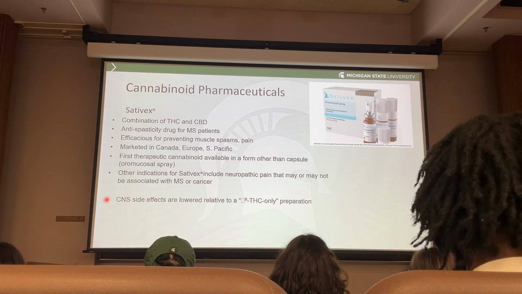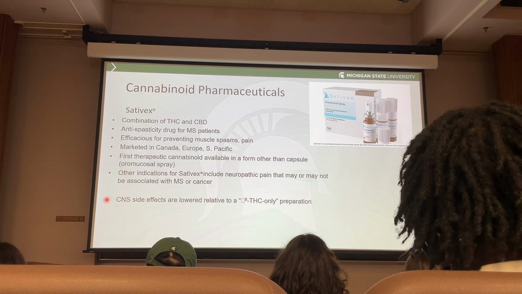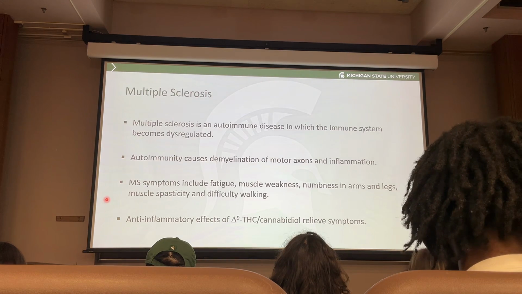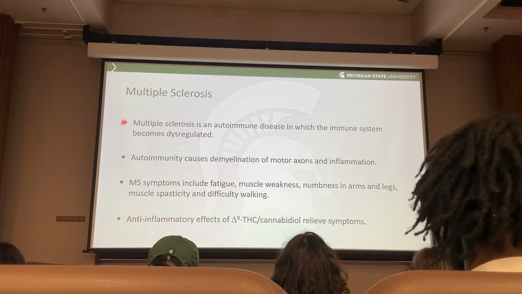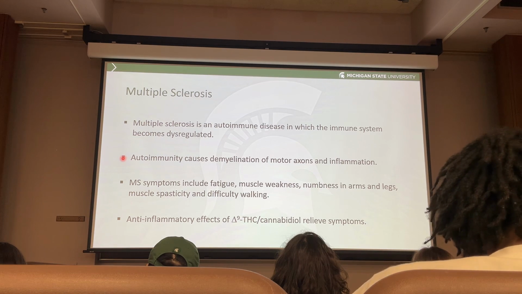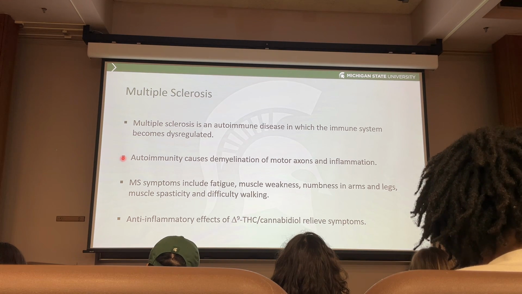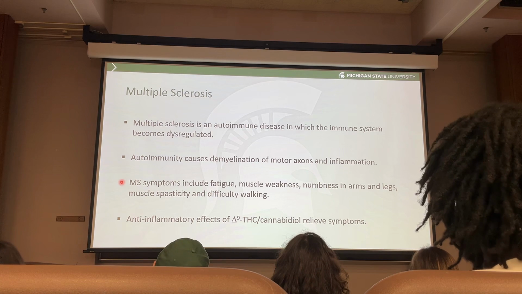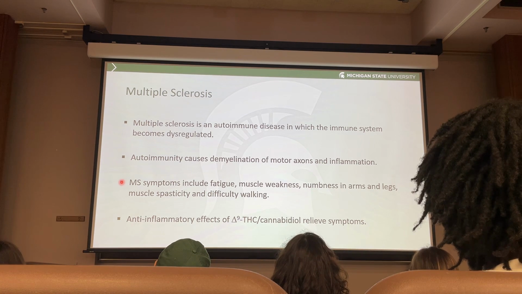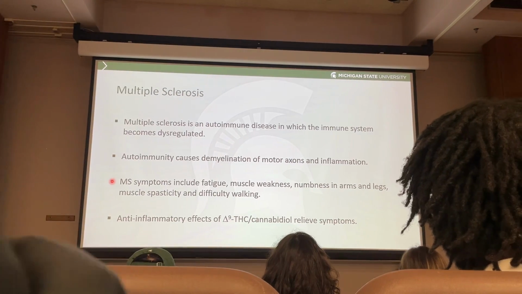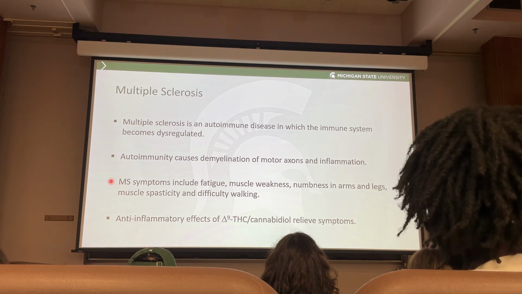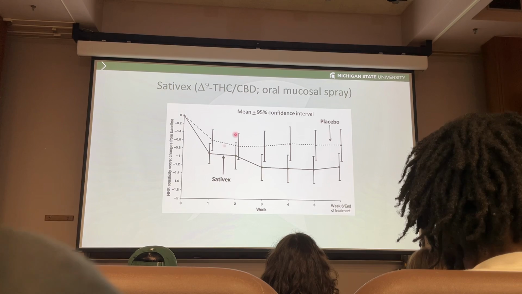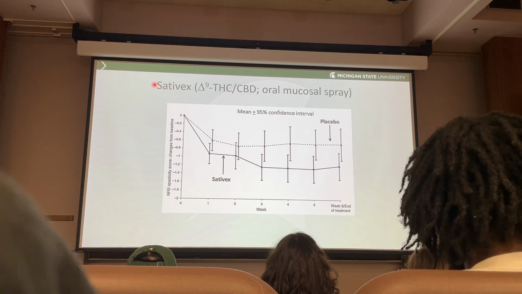I don't know that that's how good the statistics are on that. But just remember, oral spray for multiple sclerosis, and to that end, MS is an autoimmune disease where the immune system is dysregulated and it causes demyelination of nerves. I've got to imagine everybody here is familiar with this by now, but MS can cause fatigue, weakness, muscle spasticity, difficulty walking, etc. It's the anti-inflammatory effects of the cannabis that can help relieve these symptoms, as shown here, but this is actually evaluating Sativex.